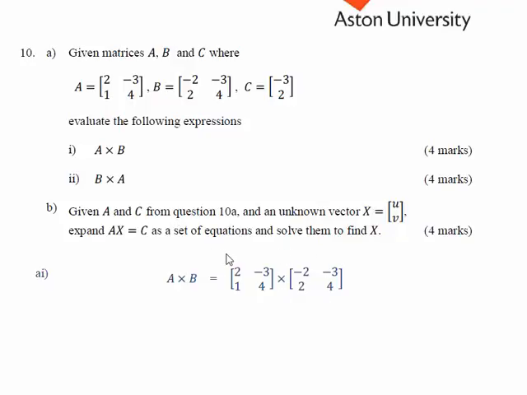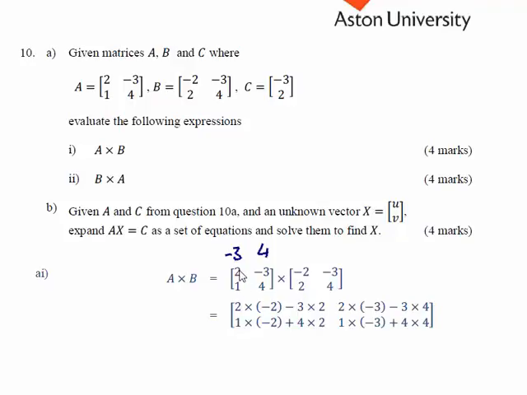So what I do is I imagine writing the numbers in the first column over the second one. So it's going to be 2 times minus 2 plus minus 3 times 2. And then it's going to be 1 times minus 2 plus 4 times 2. Those are my first two terms. And then you take the second column, which is minus 3 and 4. So it's going to be 2 times minus 3 plus minus 3 times 4, plus 1 times minus 3 plus 4 times 4.